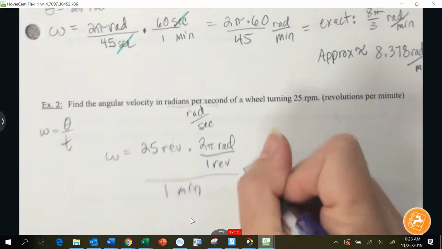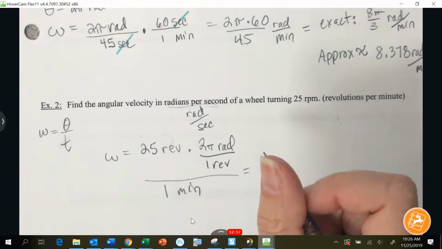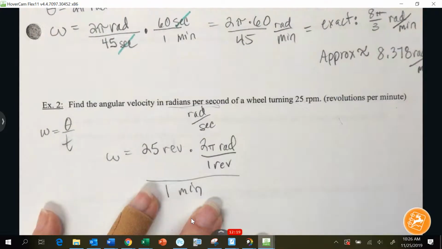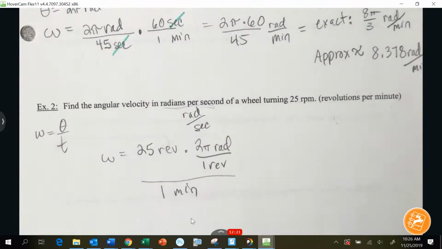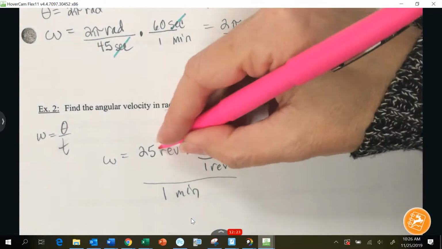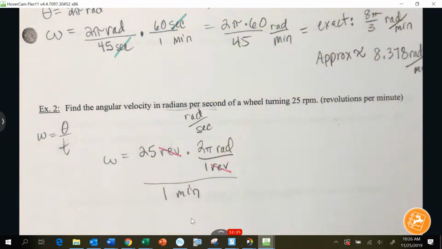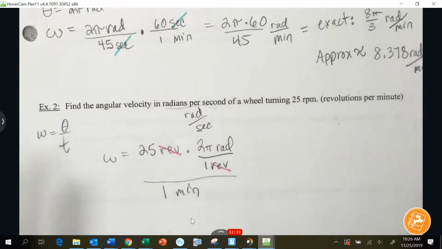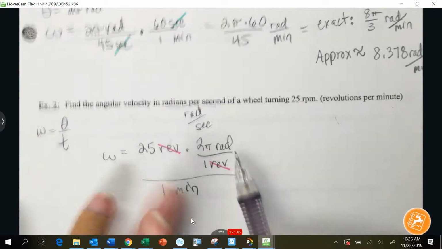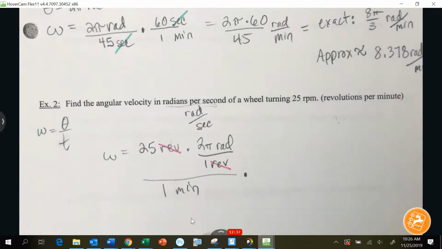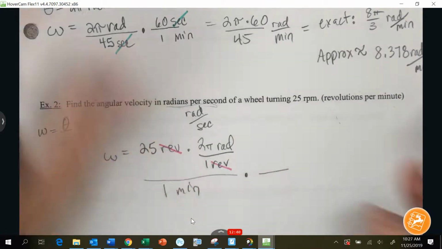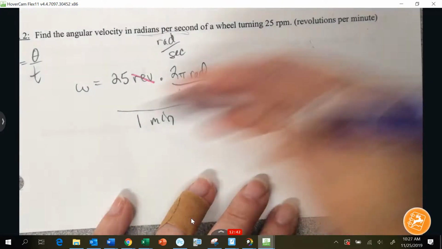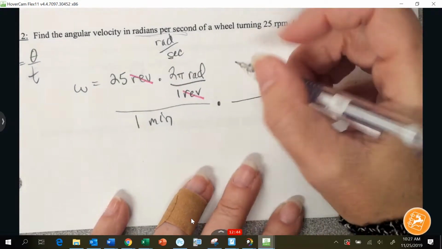So I'm going to multiply these together, and you can see that the revs will cancel. You guys practiced with that already a bunch. But do I get radians per second when I'm done? What am I going to get? Radians per minute. So I'm going to have to also do a conversion, and this could be a separate step. I like to try to do it in one step. You can make it a separate step if you want.